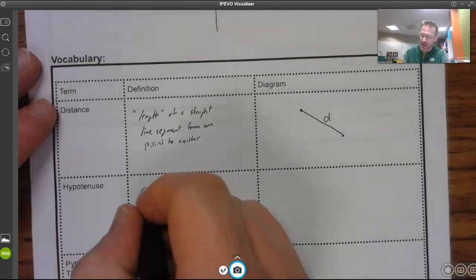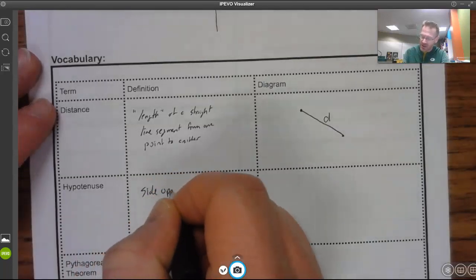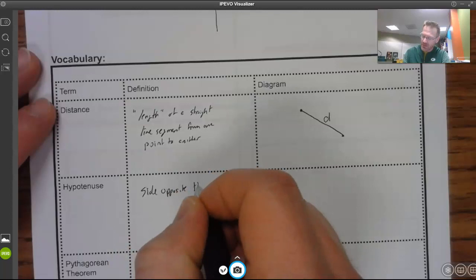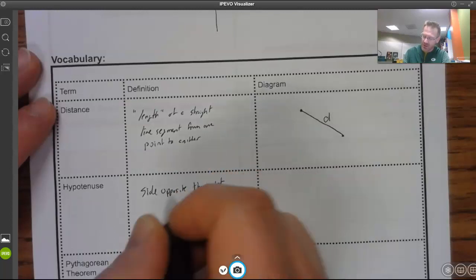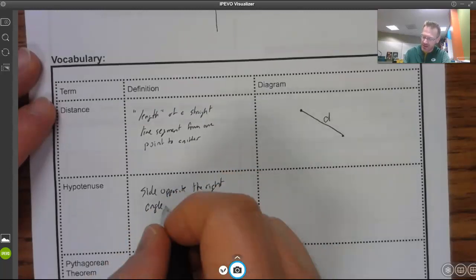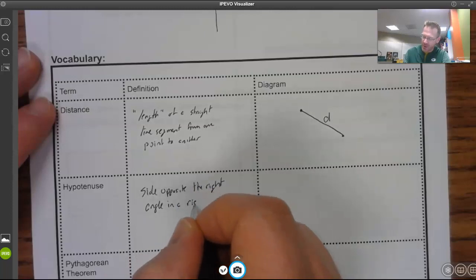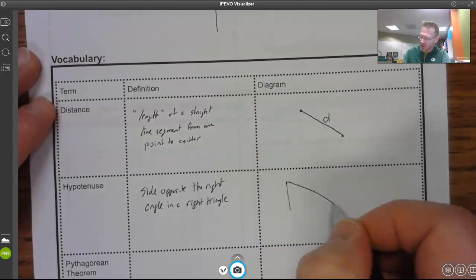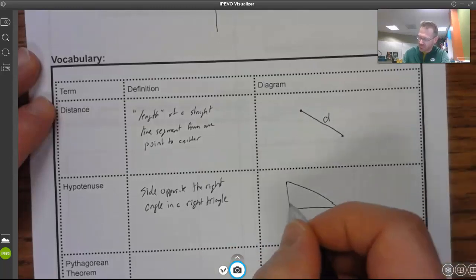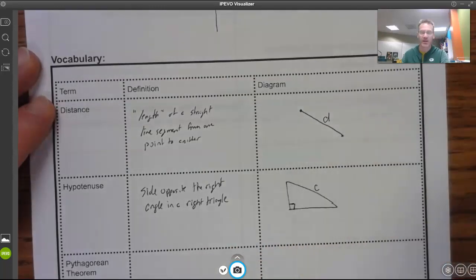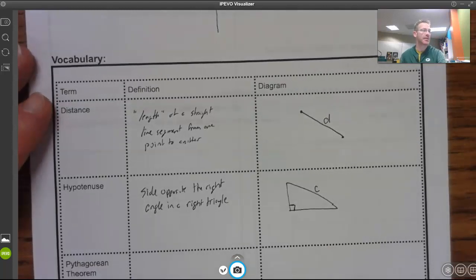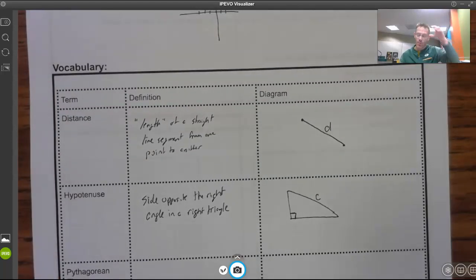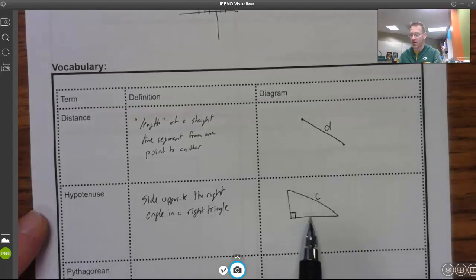And this is the side opposite the right angle in a right triangle. All right, so if we draw our right triangle, we typically let that be C. That's the hypotenuse.